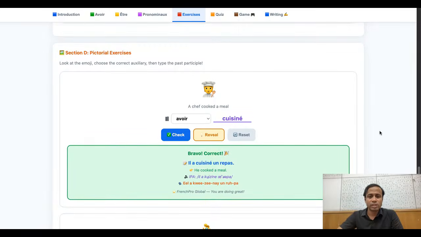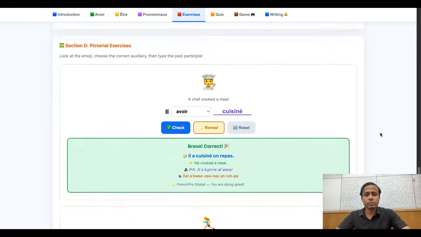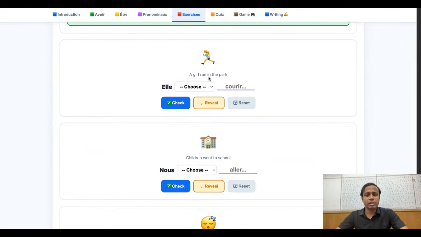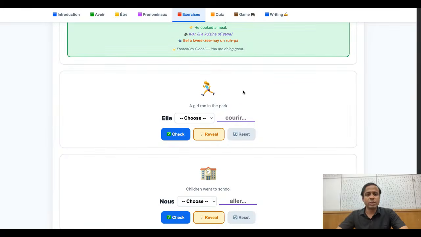Now, second number. A girl ran in the park. The verb is courir. Courir means to run. So tell me, will this take avoir or être? Avoir. Very good, because it is not in the list of 17 verbs. And the past participle of courir is couru. The document I have shared with you in the class already has courir. So what is the past participle of courir? Couru.